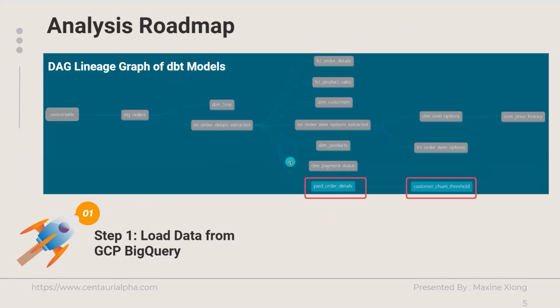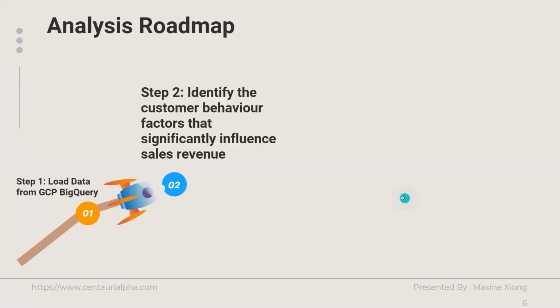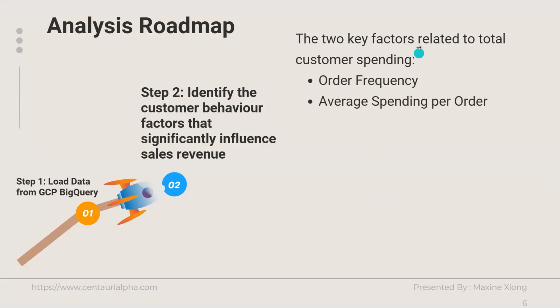Having reference to the relevant models, we built and deployed 2 extra models, including paid order details and customer churn threshold. These 2 models basically include everything we need, so we imported them to our local environment for analysis. Then we went ahead to identify customer behavior factors that significantly influence online sales revenue. Based on the available online sales data, we can identify 2 key factors related to the total customer spending. One is each customer's order frequency. The other one is each customer's average spending per order.